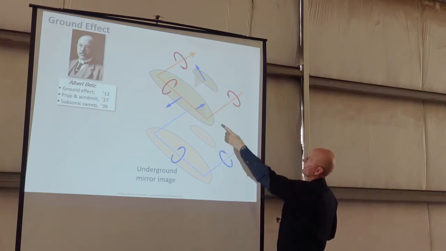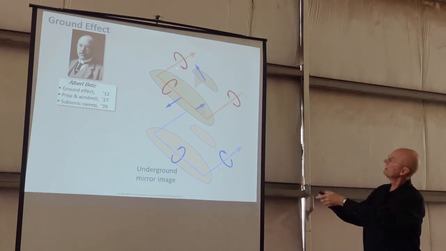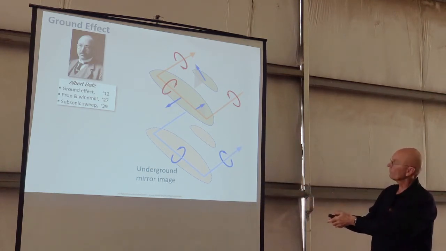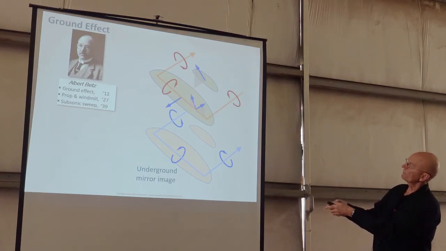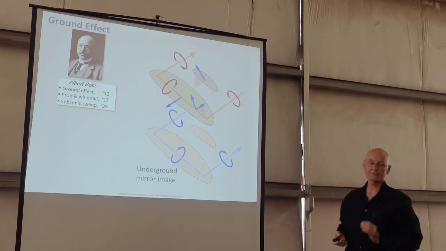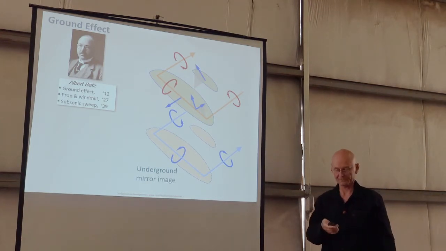And so this guy's generating upwash that you see right here. And this last one over here is generating upwash at the same position. And so we have upwash, upwash, upwash, and we also get upwash on the tail. So there's a nose-down effect, a nose-down moment that's caused by ground effect.